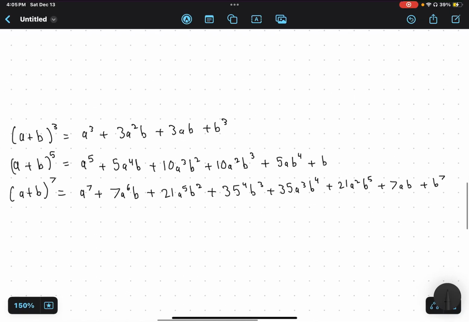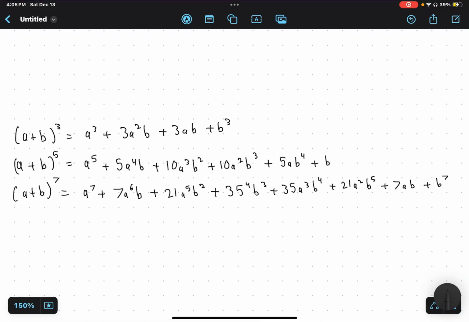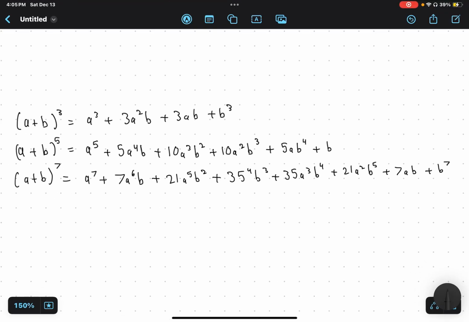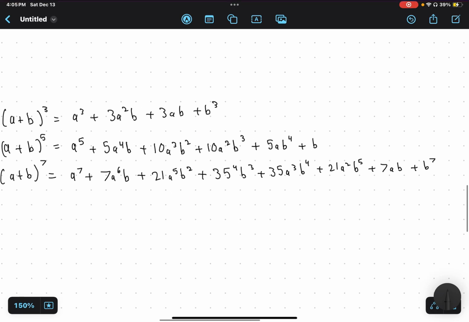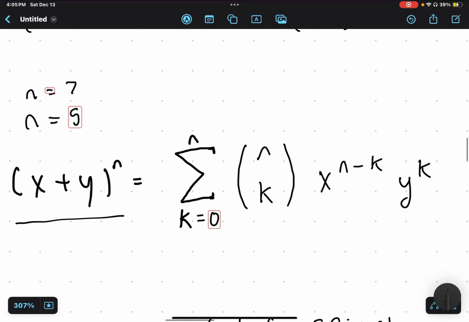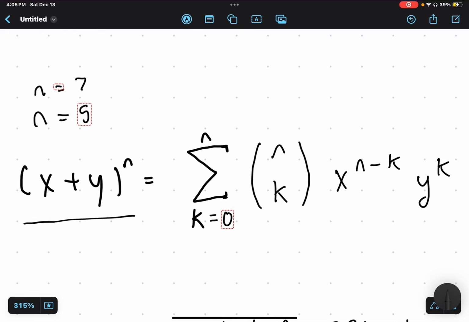Sometimes you're going to handle binomials that are raised to the power of 10, and you're going to have to do all of this. As you can see, as I increased my exponent from 3, 5, and 7, it got way longer. So that's what we use our buddy here for. He does look a little bit scary, but do not let him intimidate you, okay? What we're going to do first is break down what this formula is, and then we're going to use it in practice.